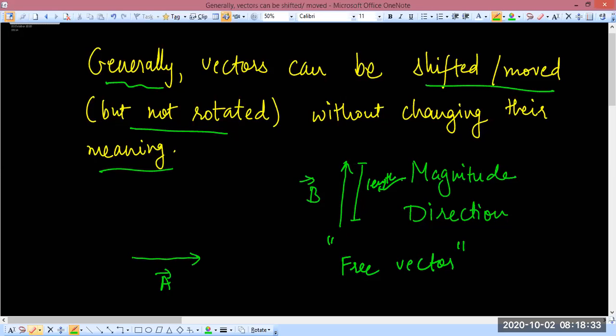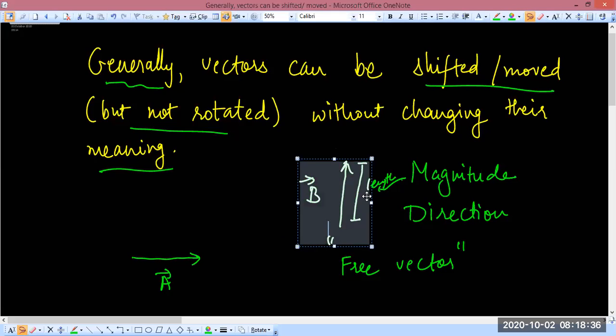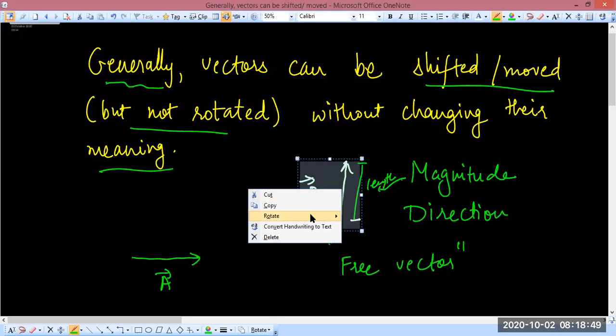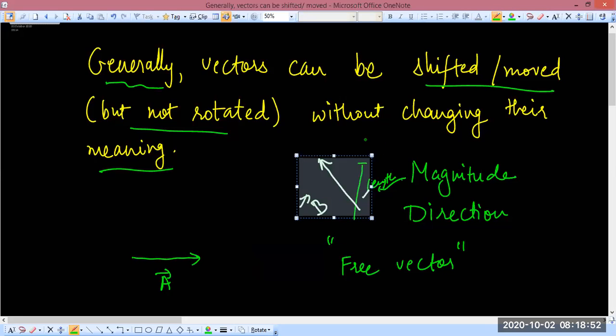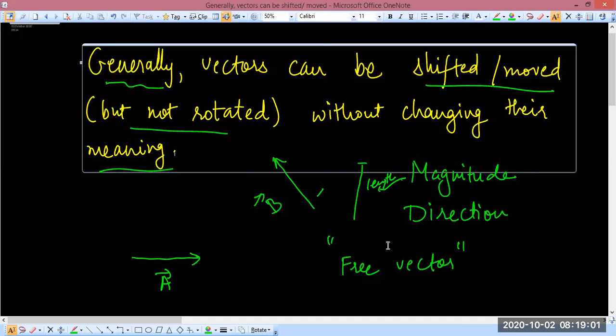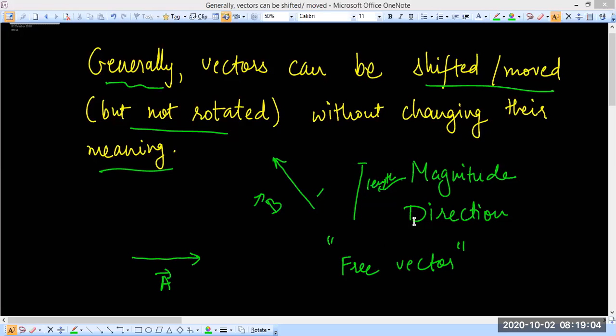But see, if you rotate it, things get different. Have a look. If I rotate it, I believe all of you understand that the angle will change. For example, see, I rotated it. I hope all of you could see that. I rotated it, the angle changed, agreed? So when you rotate it, the angle will change. If the angle changes, that means the direction is changing, so it means the meaning will change.